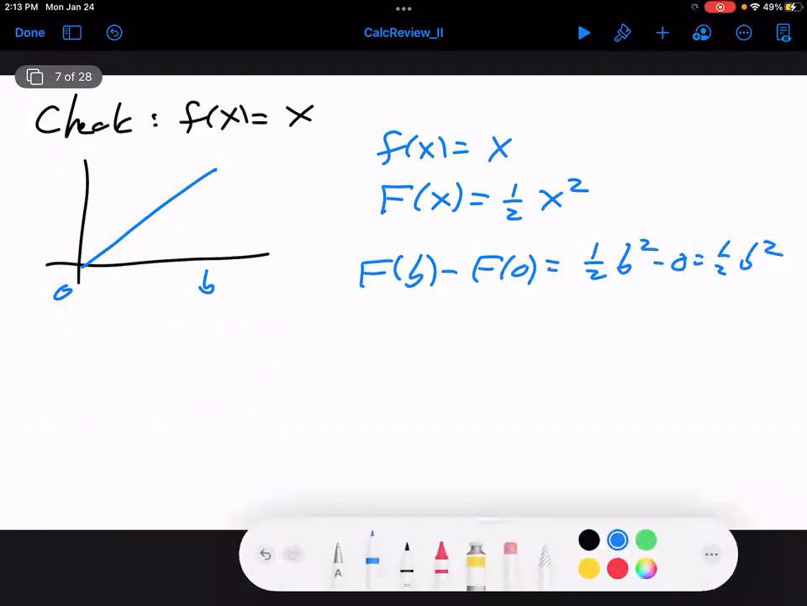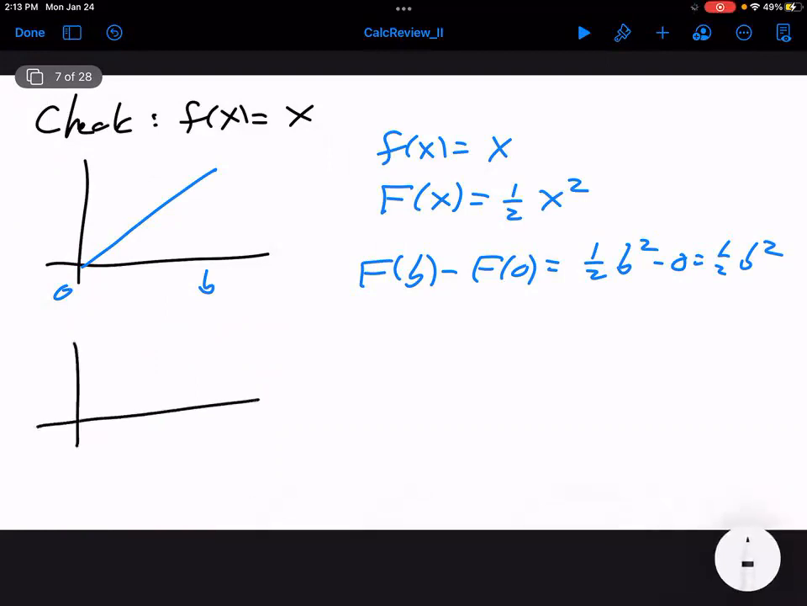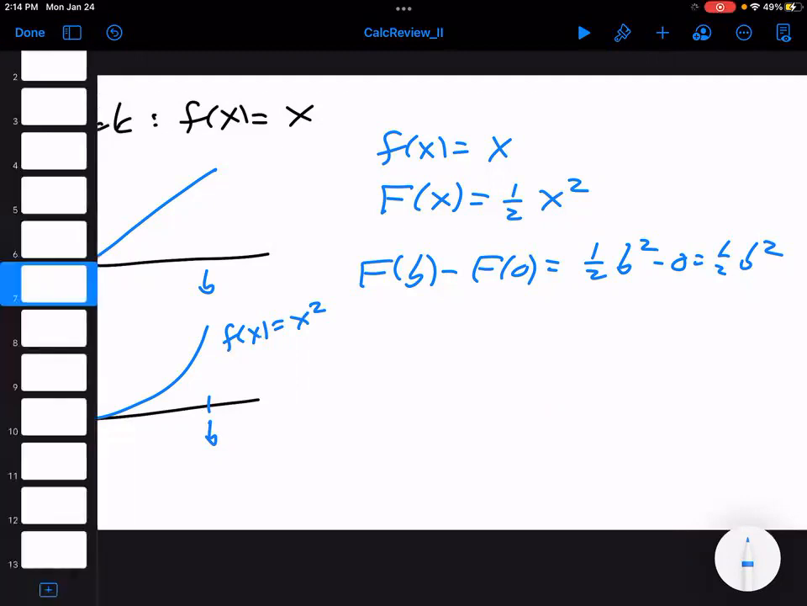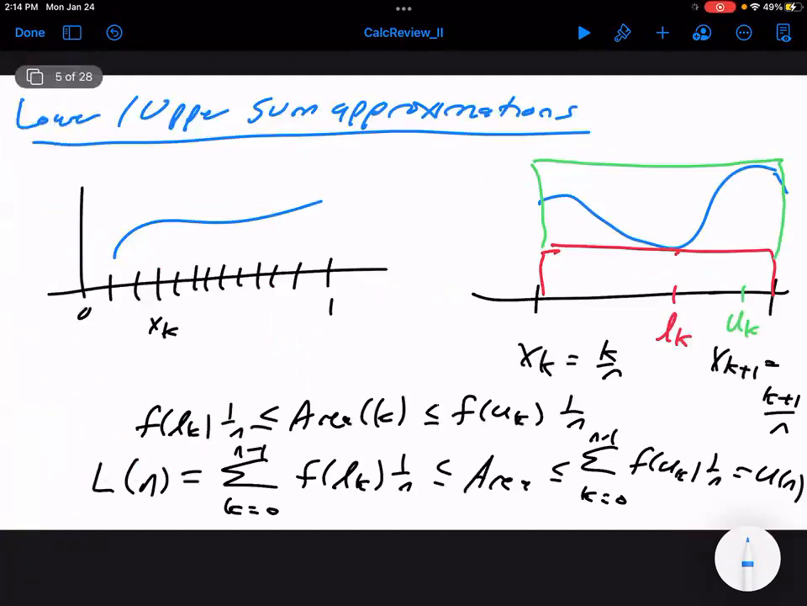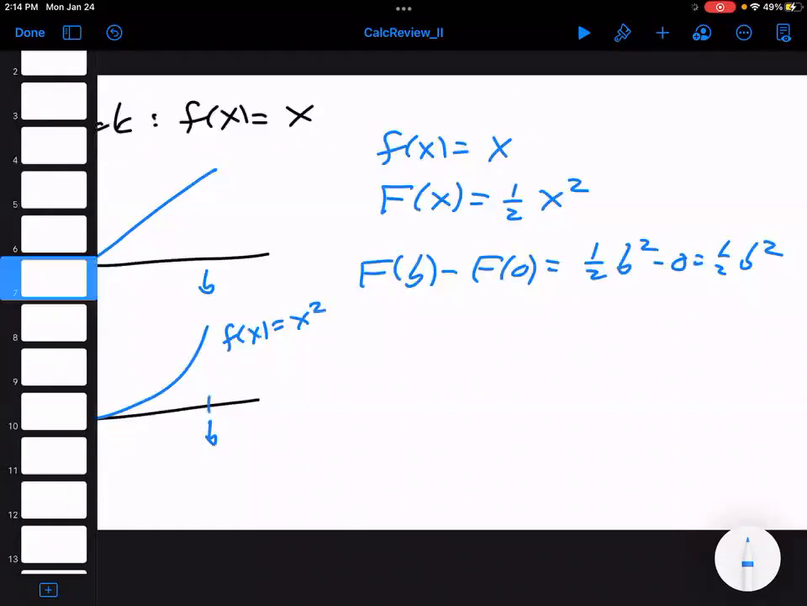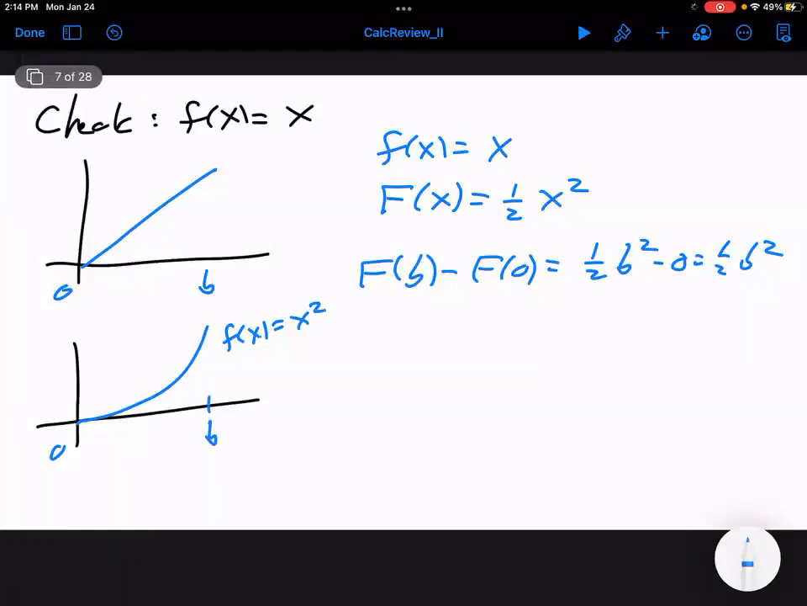As a more interesting check, we could take f of x is x squared from 0 to b, and then try to find the area under the parabola. Now, if we do that, the problem is we don't know a formula for the area under the parabola. Squares, rectangles, triangles, I know. Well, we could go back and look at the definition of the lower sums and the upper sums. And it turns out we could calculate those sums and see that it does converge to the area. So we can check the fundamental theorem of calculus in a lot of different settings.